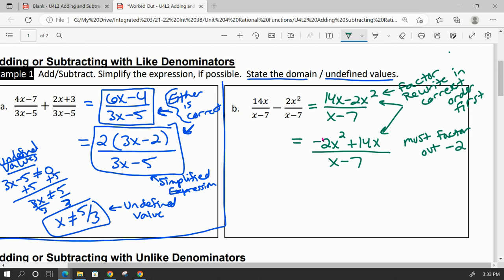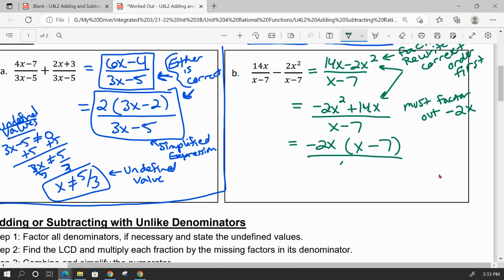So we're going to factor out a negative 2x. So negative 2x would go in front. When I divide both of these terms by negative 2x, I'll get x minus 7. And that x minus 7 in the numerator now can reduce with the x minus 7 in the denominator.